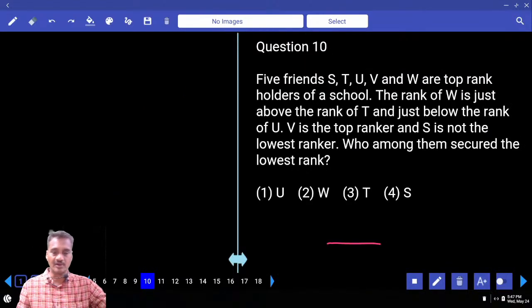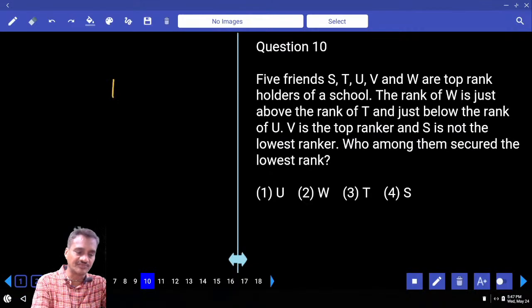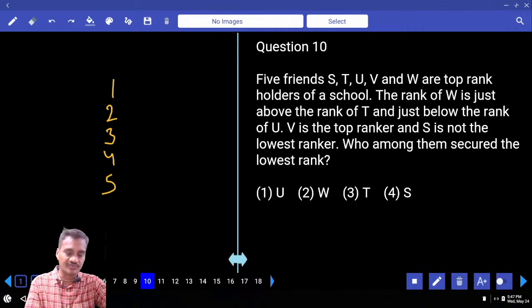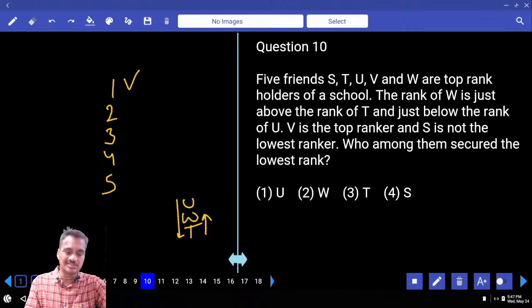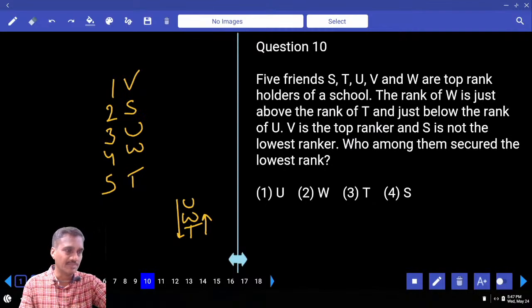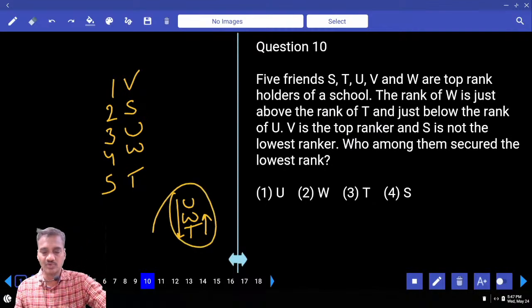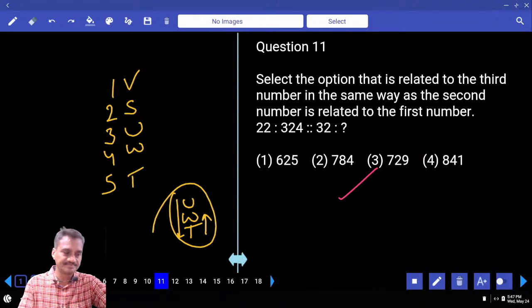Then 10th one. Now how many friends were there? There are 5 friends: S, T, U, V and W, they are the top rankers of a school. 1, 2, 3, 4 and 5. Then the rank of W is just above the rank of T. W and T must be together. And just below the rank of U. And so U, W and T must be together. Now V is the top ranker, V is here. And S is not the lowest ranker here. And so U, W and T must be here, S must be here. Because these 3 persons must be together. Then who among the following secured the lowest? That is T, choice 3, 10th one. The next one coming to 11.